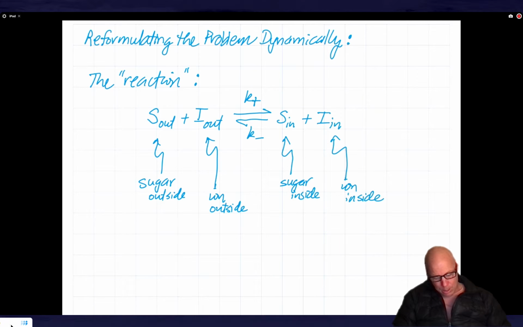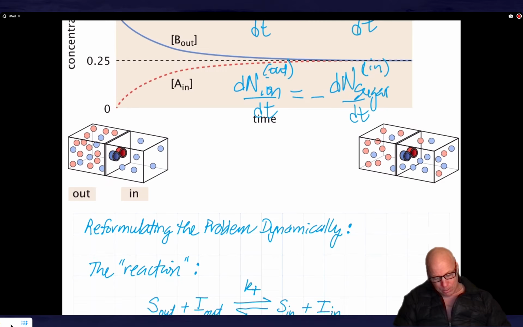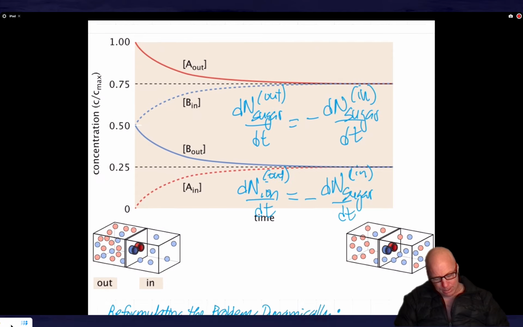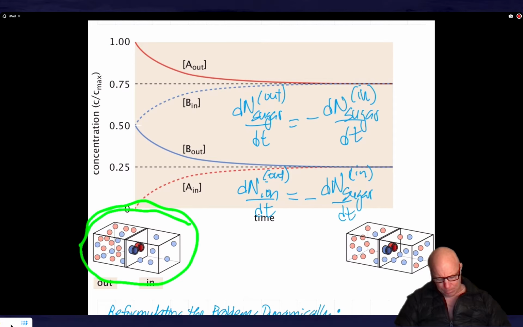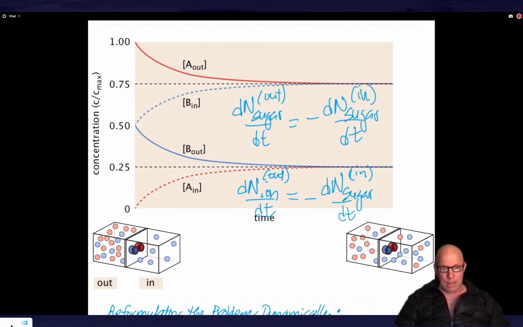To go back to what we've already said, we're interested in the situation where we start out, as you can see here, with more ions on the outside than on the inside, and more sugars on the inside than on the outside. What's going to happen is that over time, the ions are going to go down their gradient, and the sugars are going to go up their gradient.